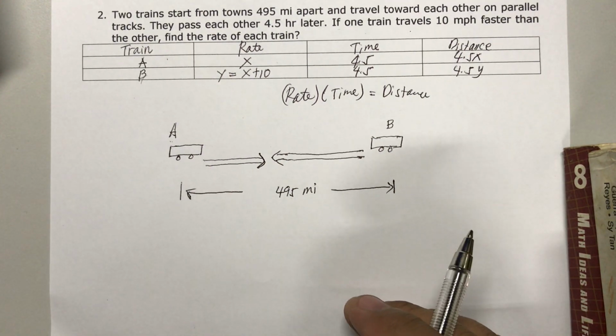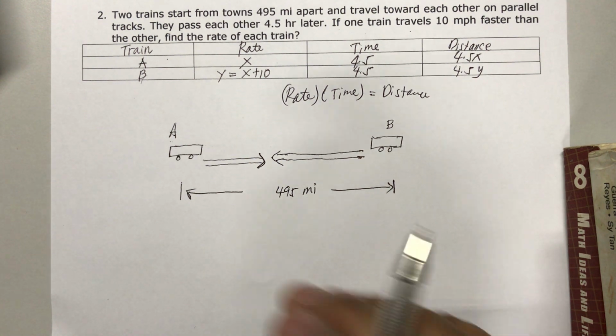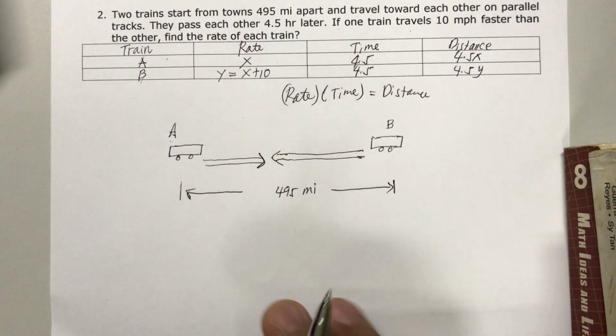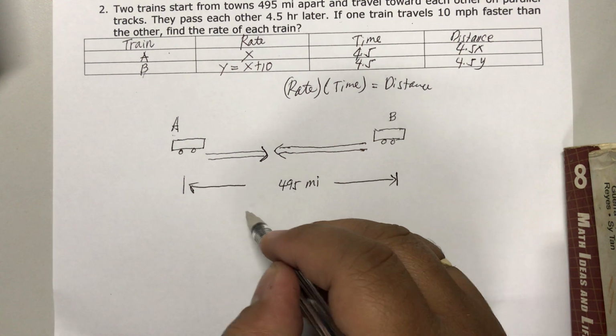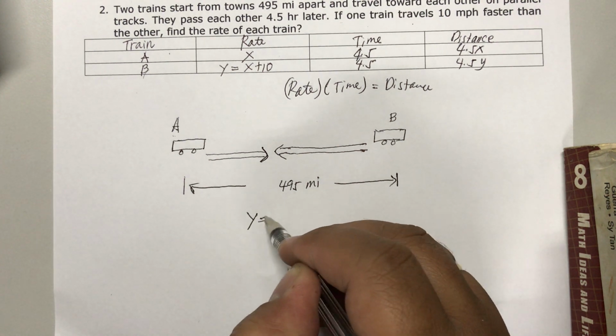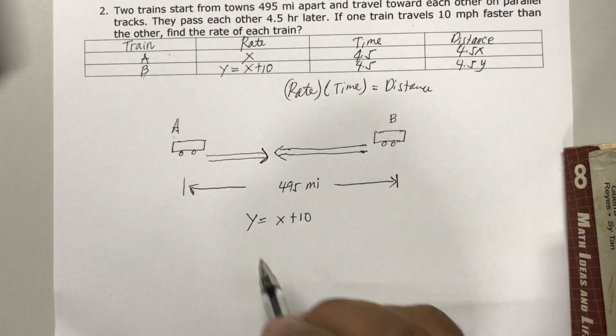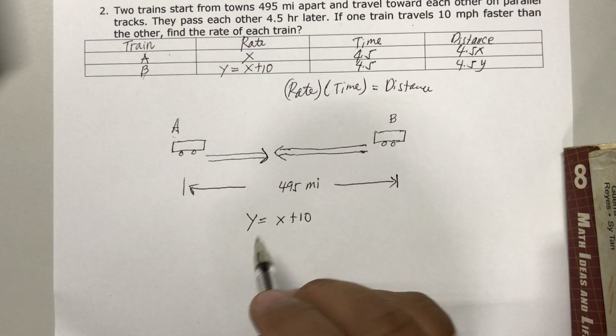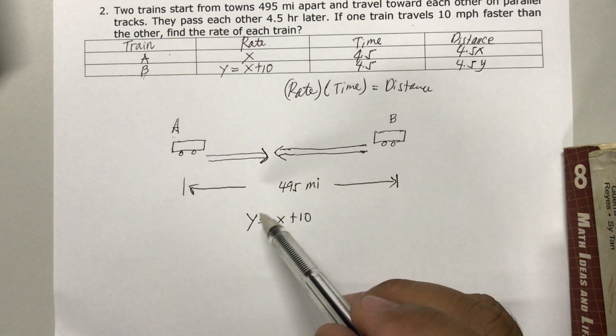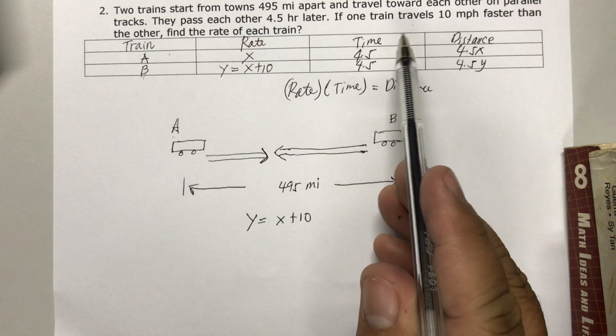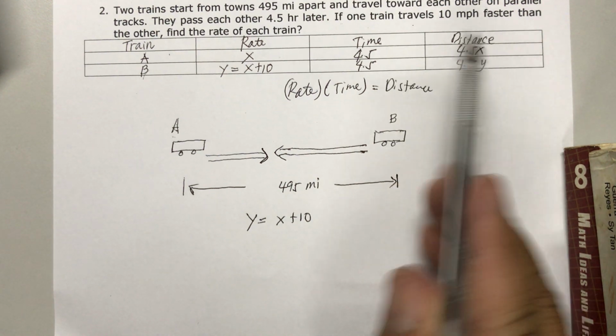Okay, next. Set up the equation. Actually, you already have equation number 1. I will just rewrite. So equation number 1 is that y is equal to x plus 10. Equation number 1 is actually based on the clause, one train travels 10 miles per hour faster than the other train.